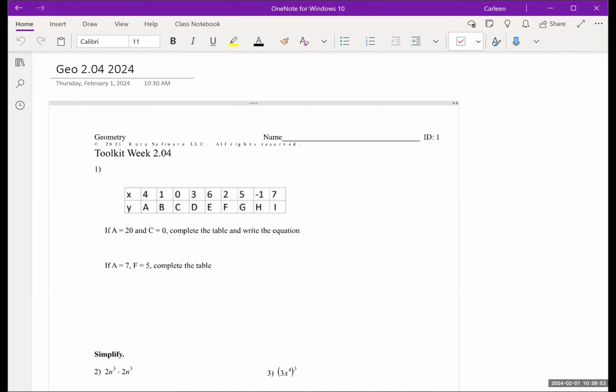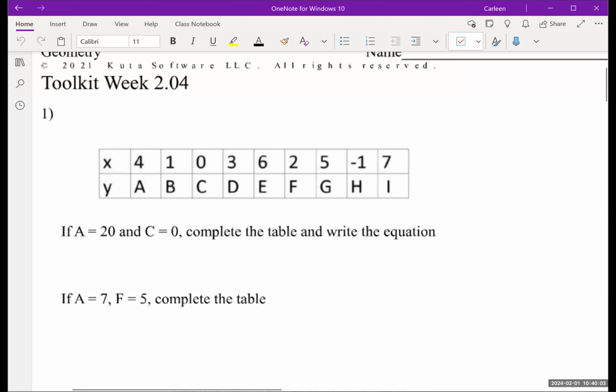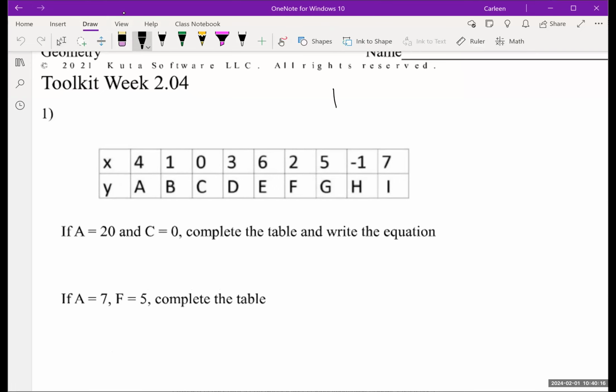Okay, here we go. Number one. Now, number one is good reasoning. But it's also good preparing you for your future class, which will probably be an algebra class one way or the other.